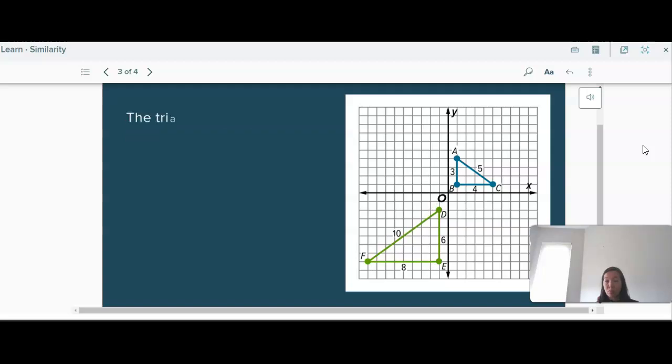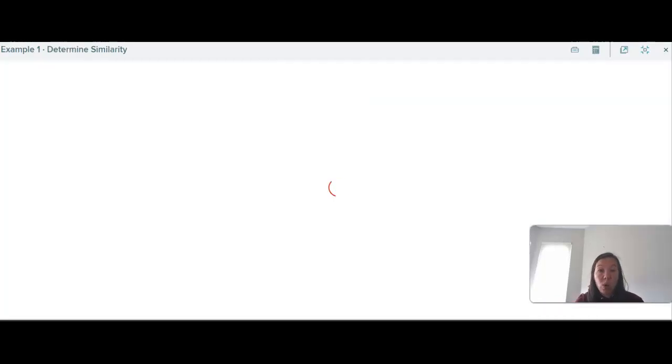DEF. So, the triangles are similar because triangle ABC can be mapped onto triangle DEF using a sequence of a dilation, a reflection, and a translation. So this is how we can tell and also figure out what transformations. So this is on page 502, example 1.